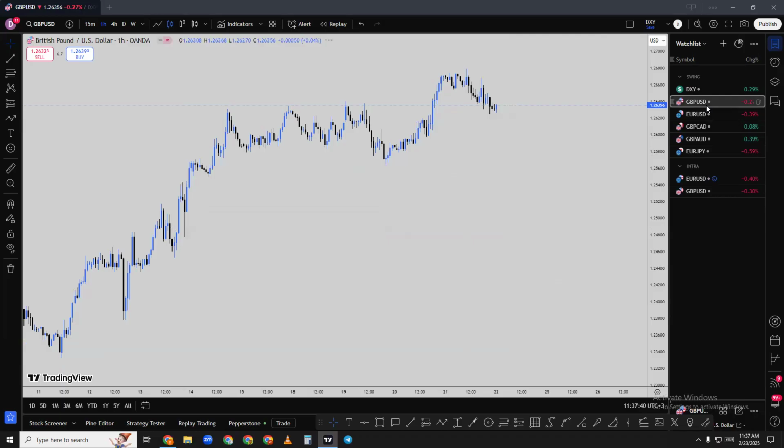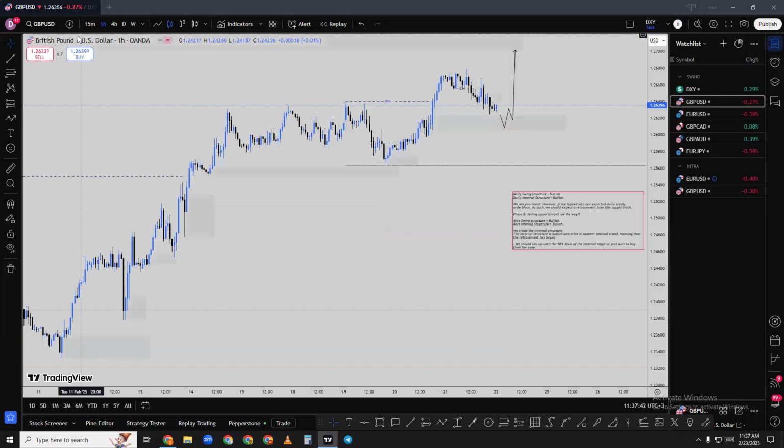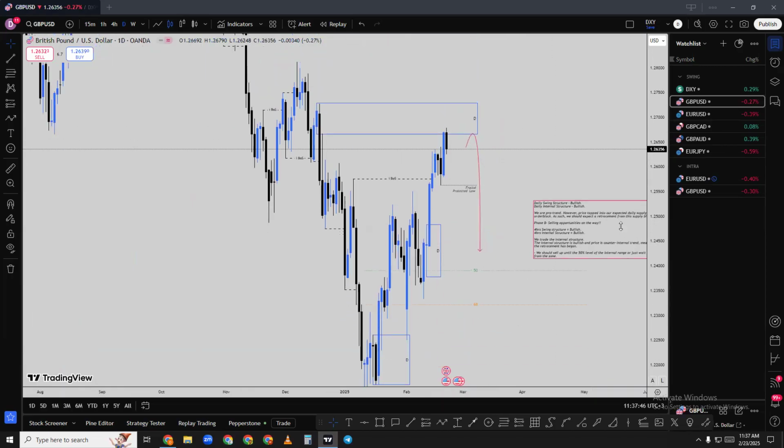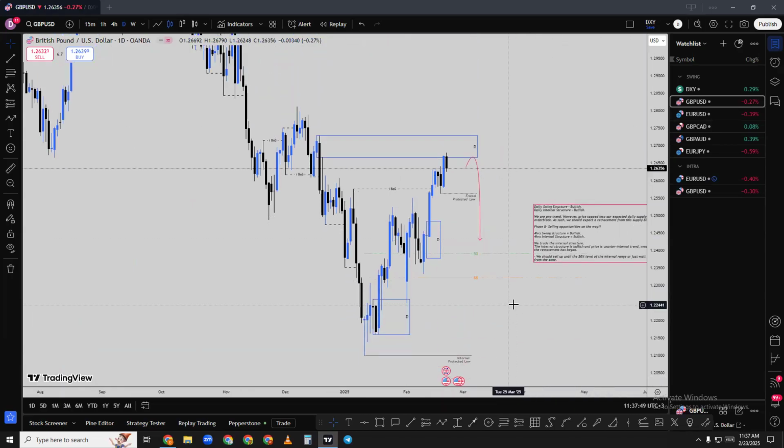So let's look at the GBPUSD. Now GBPUSD this week, it should give us some really good trading opportunities. So what can we see? I told you last week to expect that bullish momentum all the way to the refined daily supply level. Okay, and that is exactly what happened.